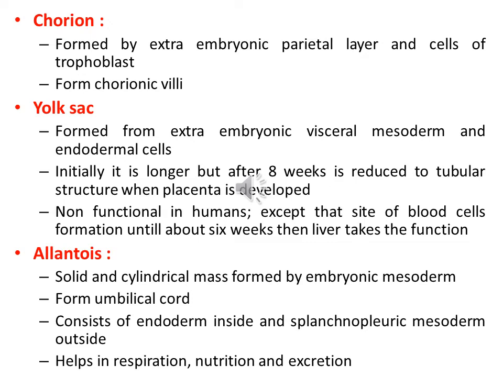Next layer, the yolk sac. The yolk sac is formed from extra embryonic visceral mesoderm and endodermal cells. Why have we called it endodermal cells here? During morphogenetic movements, the cells of endoderm completely replace the hypoblast layer. Initially the primary yolk sac is made up of cells of hypoblast. But when the secondary yolk sac is produced, it is made up of endodermal cells. These endodermal cells replace the layer of hypoblast.